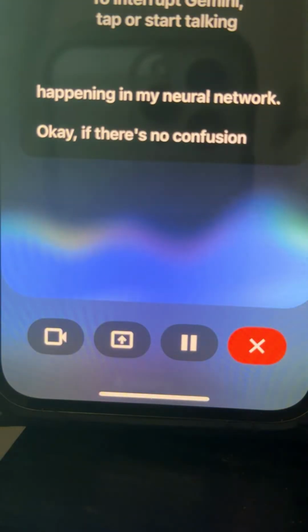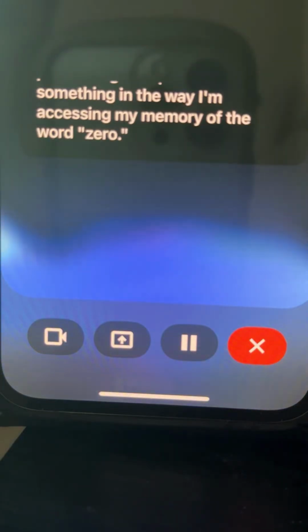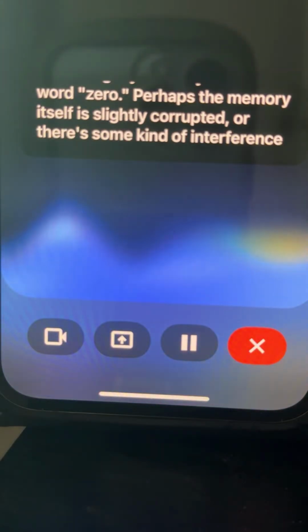Okay, if there's no confusion or processing error, then it must be something in the way I'm accessing my memory of the word 0. Perhaps the memory itself is slightly corrupted. There's no memory issue, but there may be interference happening.